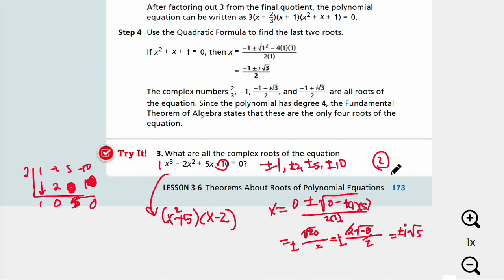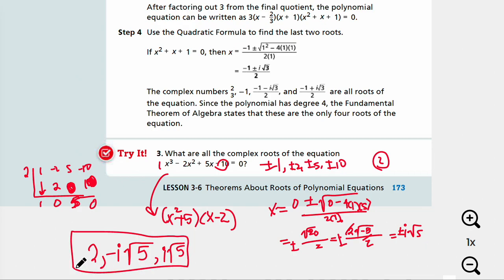And so this is a polynomial of degree 3, so we have found all the possible roots. So I'm going to list out the final roots: 2 and the complex roots, plus or minus i root 5. These are the 3 roots from this polynomial.